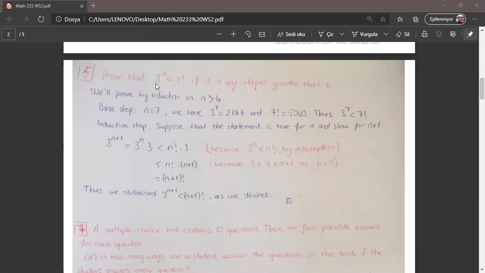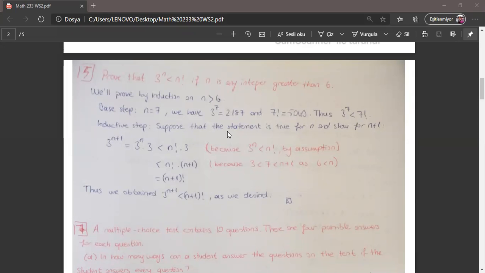So for this, we need to prove that 3 to the n is less than n factorial. Now, this n will take values greater than 6. So what's the base step? What's the first value that n can take? It is 7, so this is the base step. Now, what do we have? We just compute 3 to the 7, which is this, and 7 factorial, which is this. So we have this inequality for n equals 7, right?